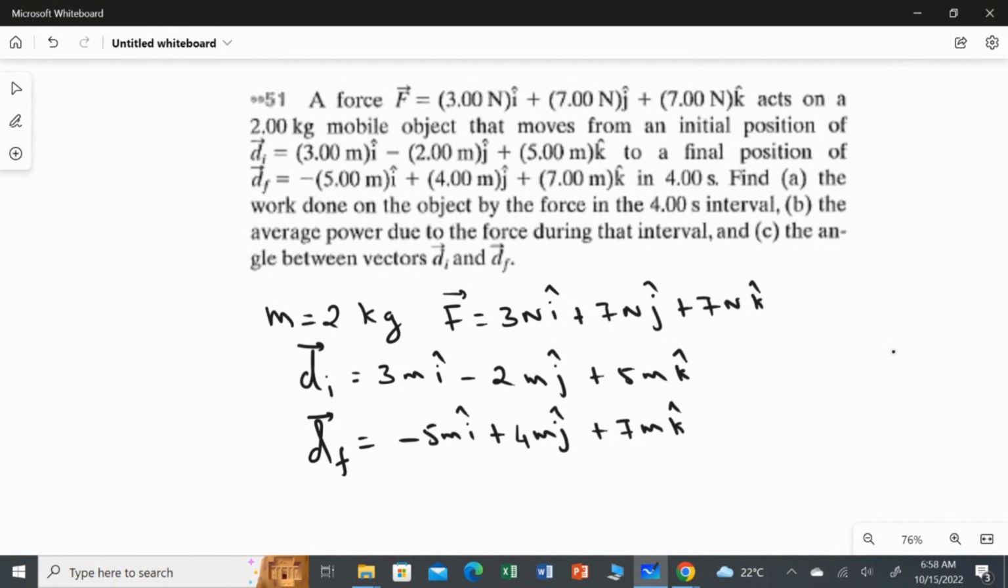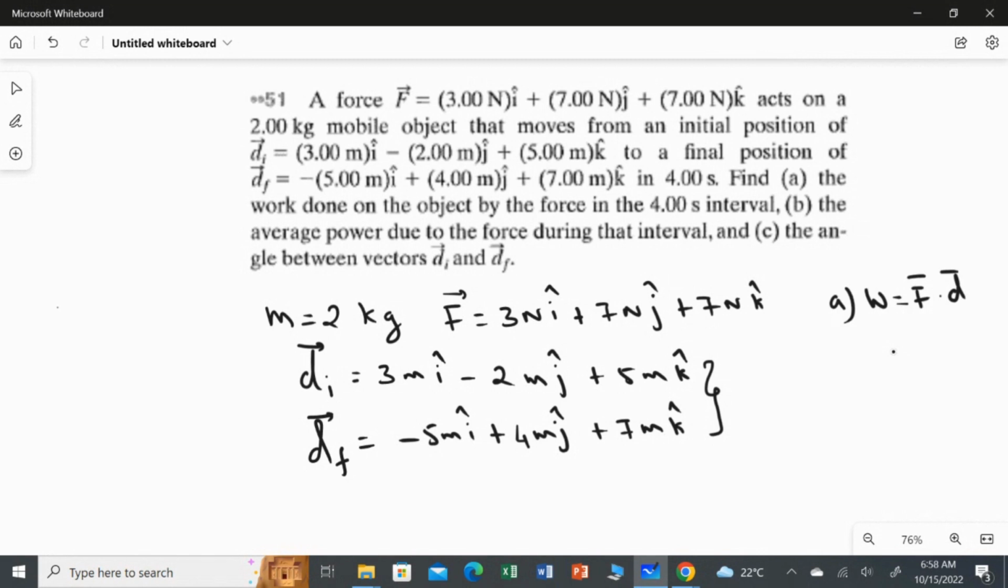So by using this, we can easily find the displacement. The displacement is equal to final minus initial. Am I right? So we are going to subtract the initial position from the final position, and by that we will get the displacement vector D. Clear? So for the first question, we have to find the value of work done. We know the formula for work done: W is equal to F vector dot D vector.